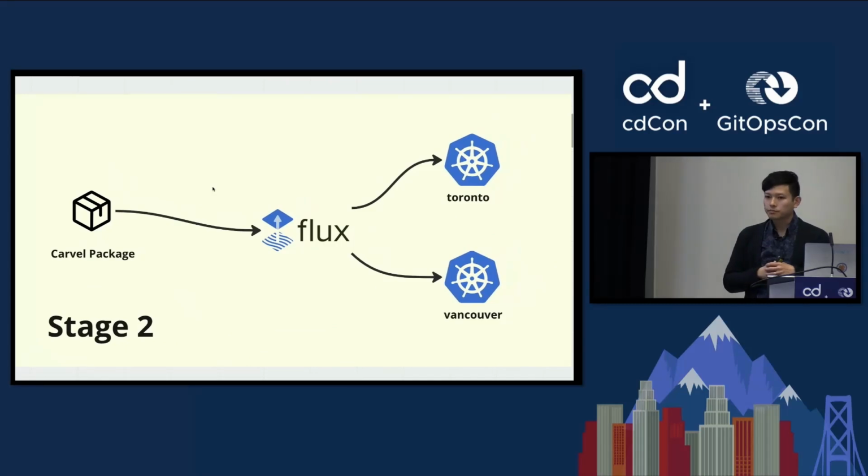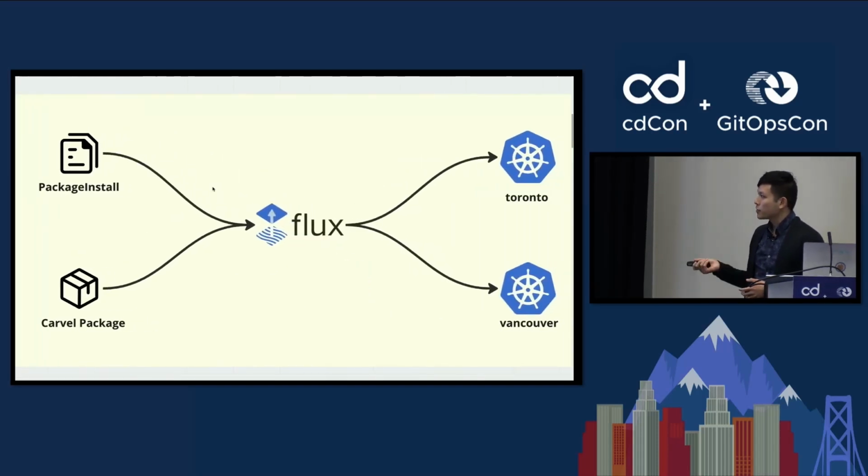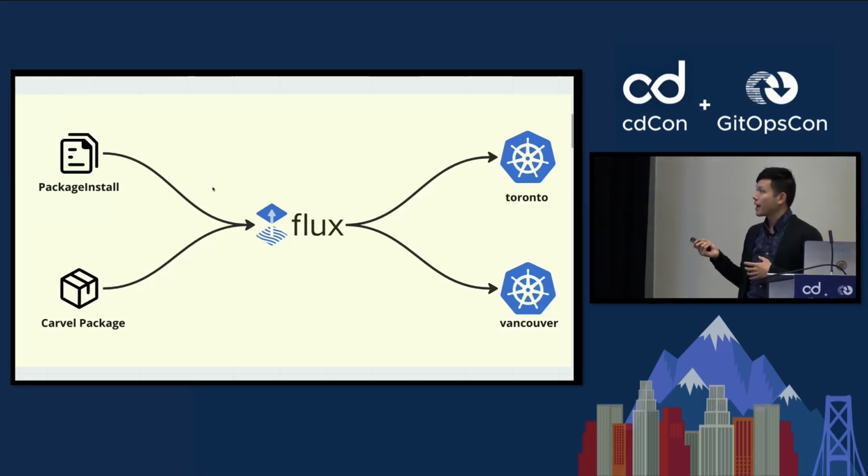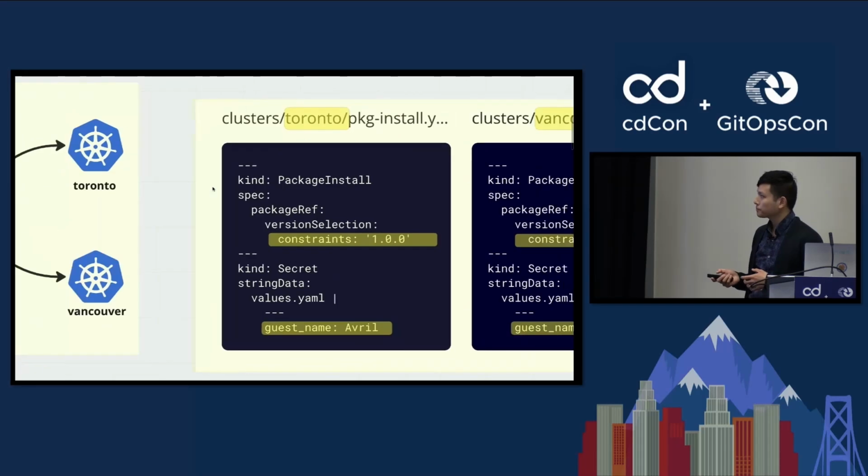Moving on to stage 2. We have our Carvel package. We're going to pass it into Flux, and Flux will handle pushing it to our 2 different clusters. One thing I oversimplified earlier was the Carvel package is useless on its own. It's kind of like a Java class. You need to create something called a package install to create an instance of that class, or in this case, an instance of that application.